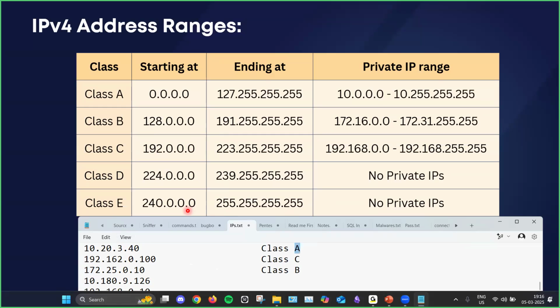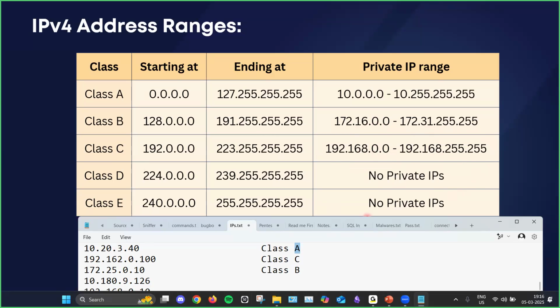For class A, for an IP to be a private IP, the first octet should be 10, and the remaining octets can be anything from 0 to 255. For class B, the first octet should be 172. The second octet should be between 16 and 31. And the remaining two octets can be anything from 0 to 255. For class C, the first octet should be 192. The second octet should be 168. And the third and fourth octets can be anything between 0 and 255.